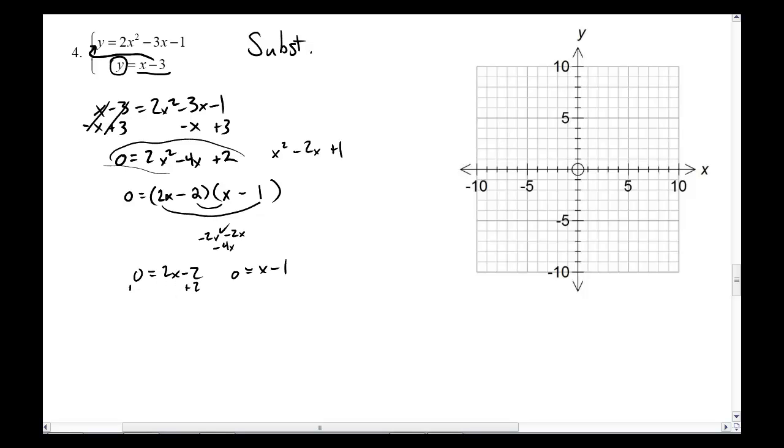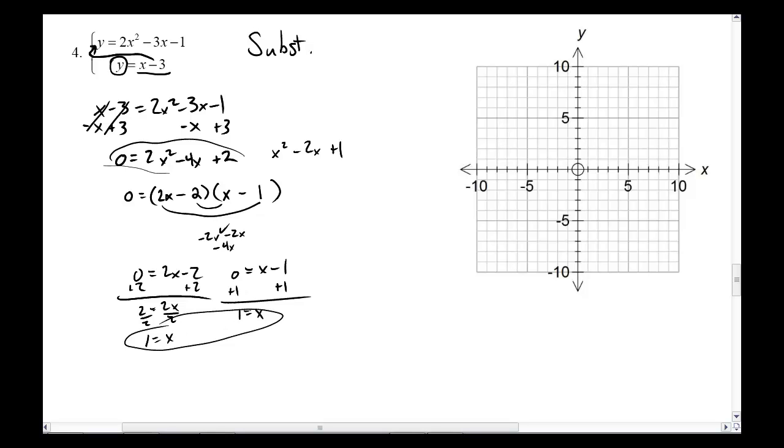I'll add 2. I got 2 equals 2x. Divide both sides by 2, and I get 1 equals x. And you'll notice that if I do the same thing on this side, I still get 1 equals x. Now what that means is that I only have one intersection point, because the x value is the same.